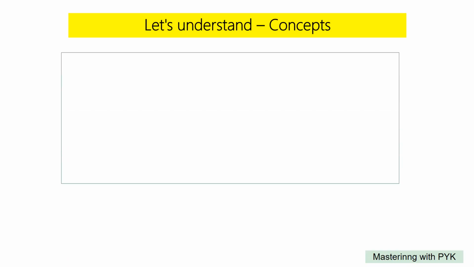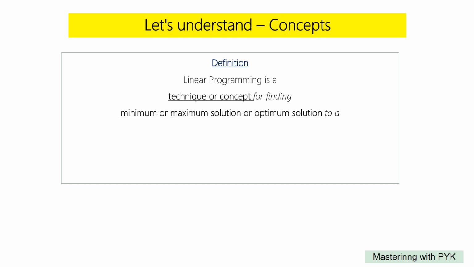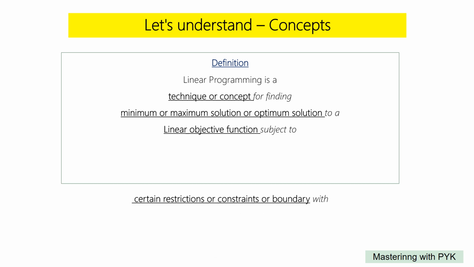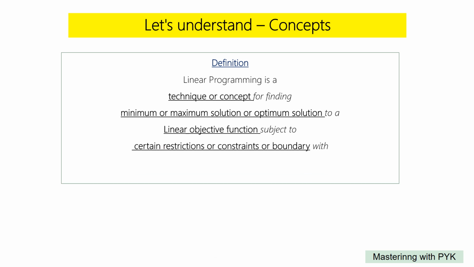So we did the concepts in the last part. We'll revise to solve the further problems. By definition, linear programming is a technique or a concept for finding a minimum or a maximum solution, also known as the optimum solution, to a linear objective function. The objective function could be to minimize or maximize, under certain restrictions, constraints or boundaries.